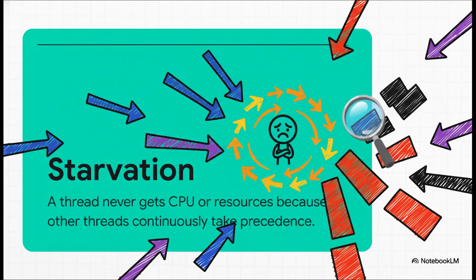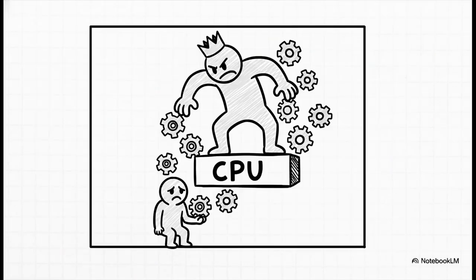And why? Because other more greedy or maybe higher priority threads keep jumping ahead in the line, hogging all the CPU time, and leaving our poor thread to starve. A classic cause of this is misusing thread priorities. If you set one thread to the absolute highest priority and another to the lowest, the system scheduler might favor that high priority thread so much that the low priority one pretty much never gets a chance to run. It's effectively being starved of any CPU time.